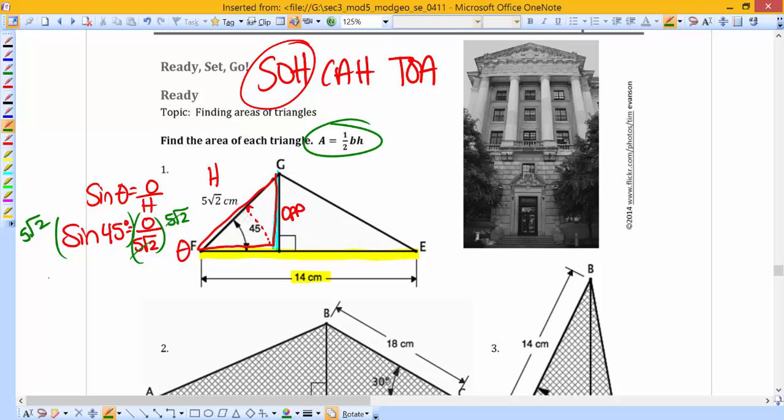So that cancels. In my calculator, I'm going to do 5, and clear that. Okay, so I'm going to go 5 square root of 2, and I'm going to hit equals. And then I'm going to hit times the sine of 45, which gives me 5. So the opposite is 5. So now I can use my area formula. So 1/2 base, which is 14, height, which is 5. And you guys can go through and finish that one.